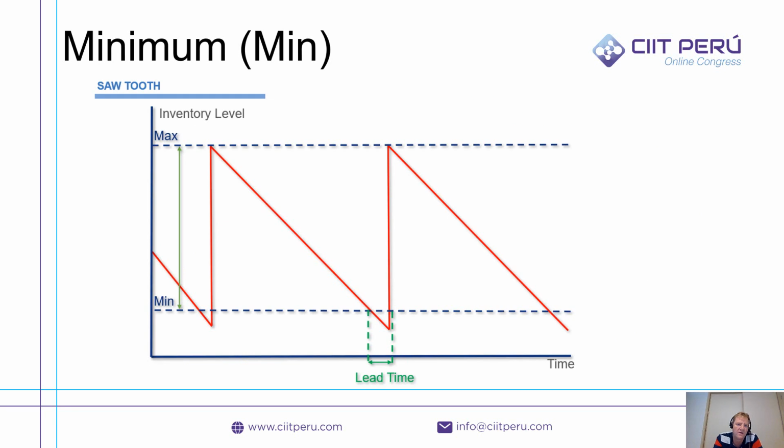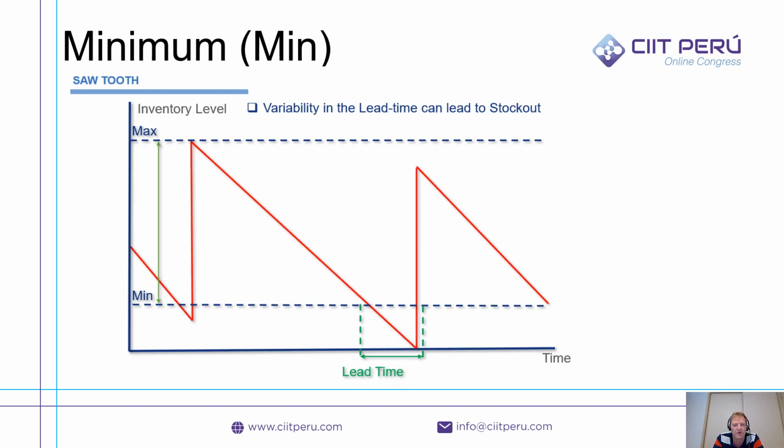So if we look at the sawtooth diagram here, it shows the replenishment cycle. So the red line's the replenishment cycle. So you can see in a perfect world where the lead time doesn't change, you hit your minimum, you use a little bit of your stock, and you've replenished before you run out. If that lead time blows out, you can see that you'll use all the stock that you have on hand, and you'll stock out.